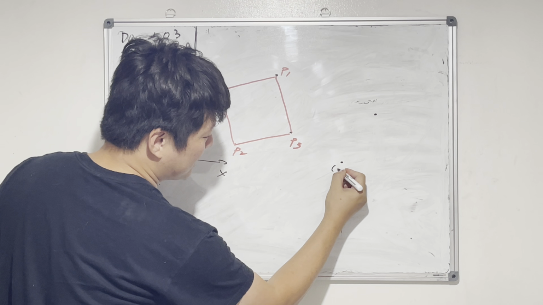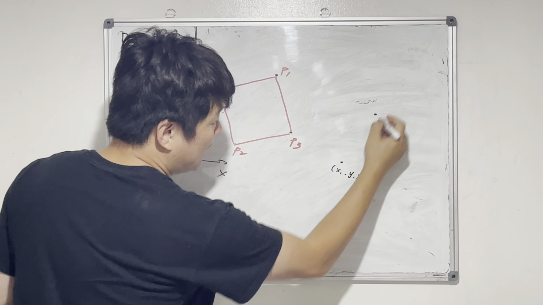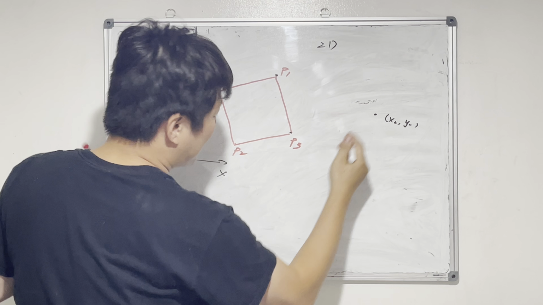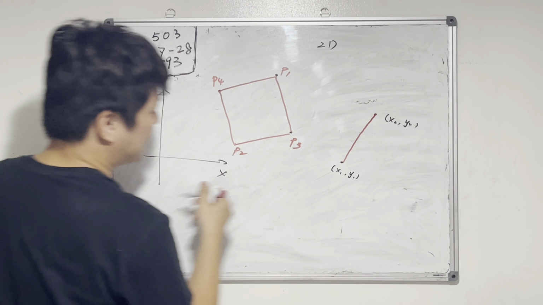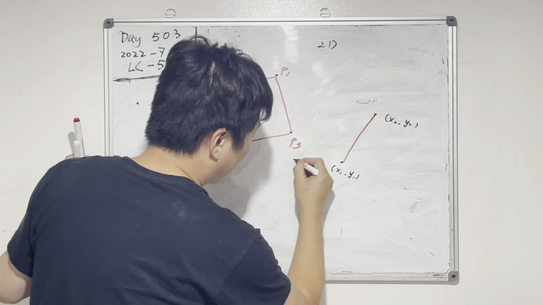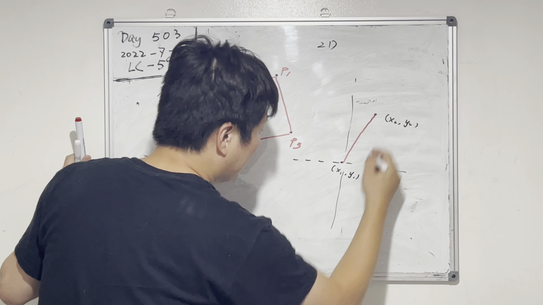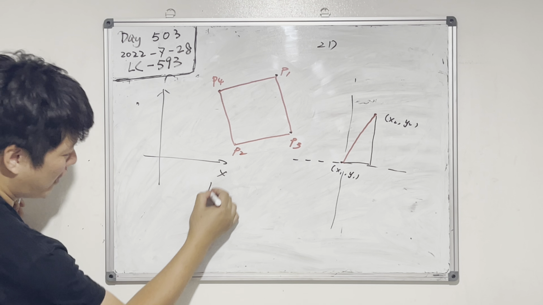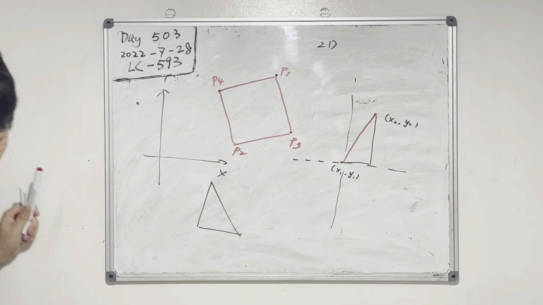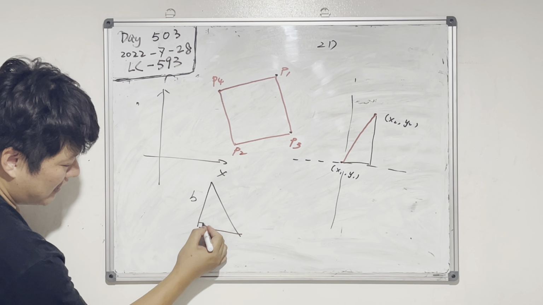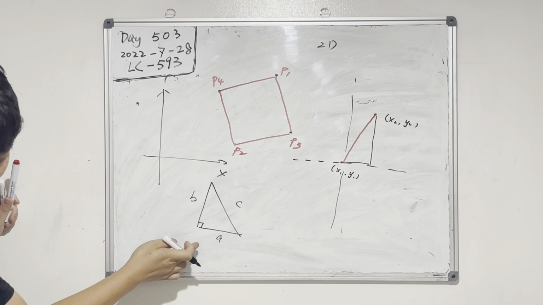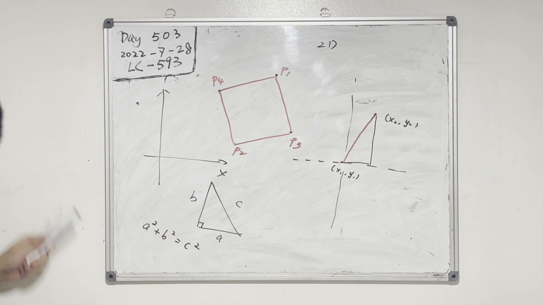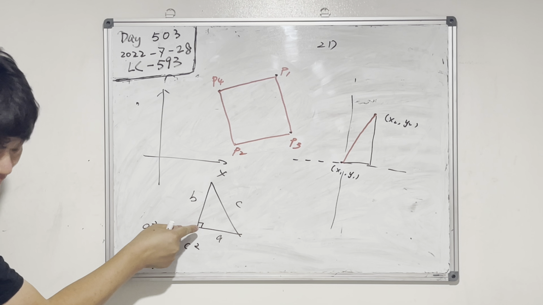For example, this one is x1, y1. This one is x2, y2. If we are talking about 2D dimension, how do we calculate the distance? Is this a right triangle? We talk about this right triangle. This is A, this is B, this is C. Remember? So what do we have? A square plus B square equals C square, right? Very important. This is a right triangle, 90 degree, A and B.